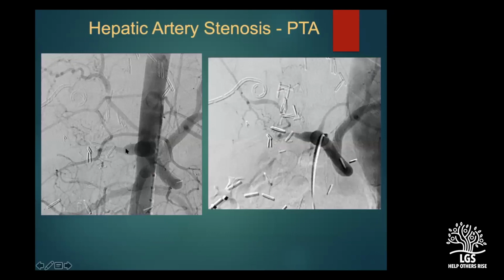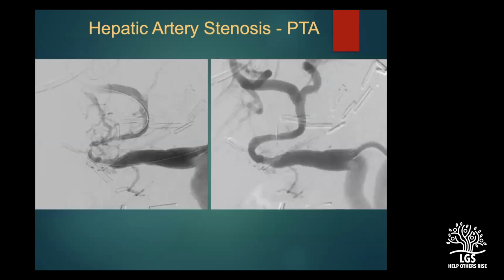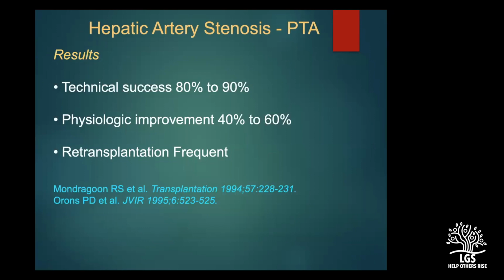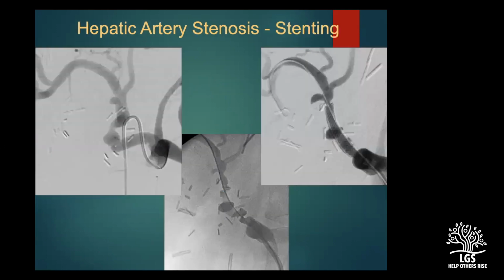And again, this is another case wherein there is an abrupt cutoff, and you're not seeing anything beyond the first 3 or 4 centimeters. A case of stenosis, again, we can just get inside, use a wire, and plasty it, and this is how the flow can be restored for hepatic artery stenosis. So the technical success with hepatic artery stenosis is 80% to 90%, and there is an improvement in 40 to 60% of the cases, although retransplantation is frequent in such cases too.